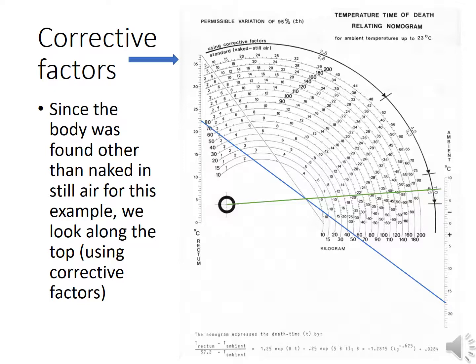mass in kilograms by the corrective factor. The other thing we have to consider is the postmortem interval is not just a single time. It's an interval, a range of times. So based on where we ended up, our region of this nomogram, we have to consider the plus or minus hours. And in this case, since we used corrective factors and we end up far to the right in the nomogram, we're actually at plus or minus 7.0 hours. If we were just naked and in still air, we would be plus or minus 4.5, but because we had the thin layer of clothing, we're going to be at plus or minus 7.0 hours for our post-mortem interval.